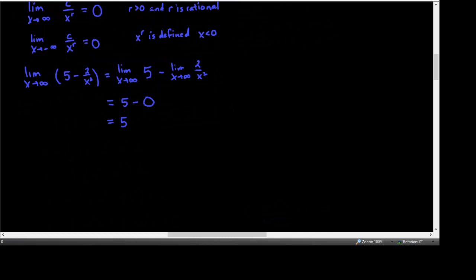So we can conclude from that that the function f of x equals 5 minus 2 over x squared has a horizontal asymptote on the right side, on the positive x value side, and it's located at y equals the limit we got, 5. Okay.